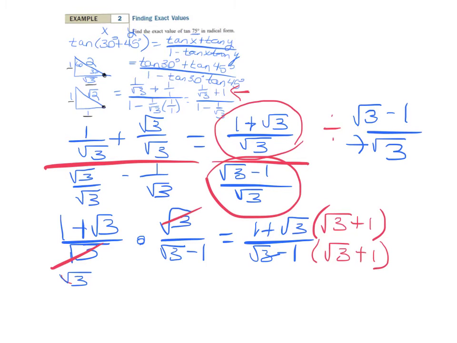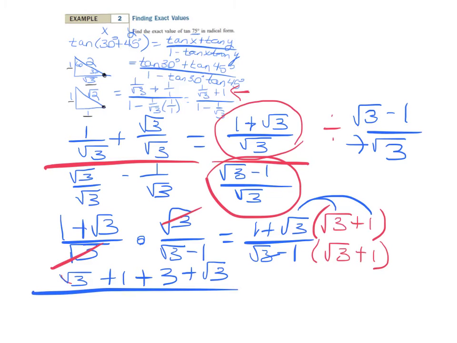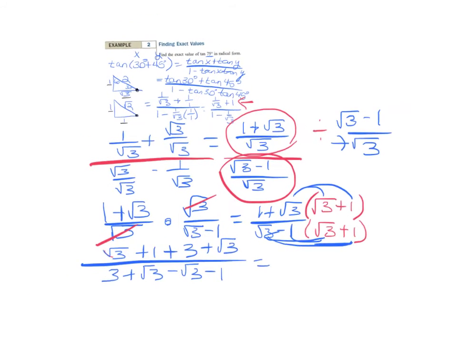All right, so now if I go ahead and FOIL on the top, I've got the square root of 3, and then 1 and 1 plus 1, square root of 3 and square root of 3 is 3, and then square root of 3 and 1 is plus the square root of 3. On the bottom, square root of 3 and square root of 3 is 3. Here you're going to have plus square root of 3. Here you're going to have negative square root of 3. That was the whole point. Get rid of the square root. And then minus 1.